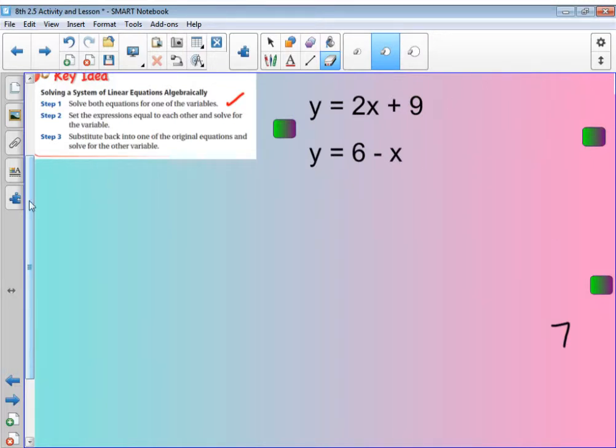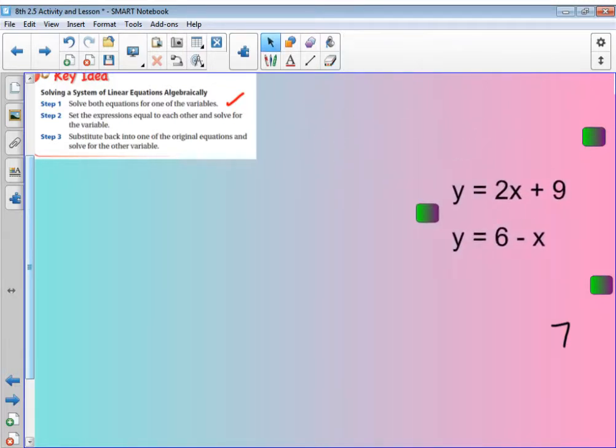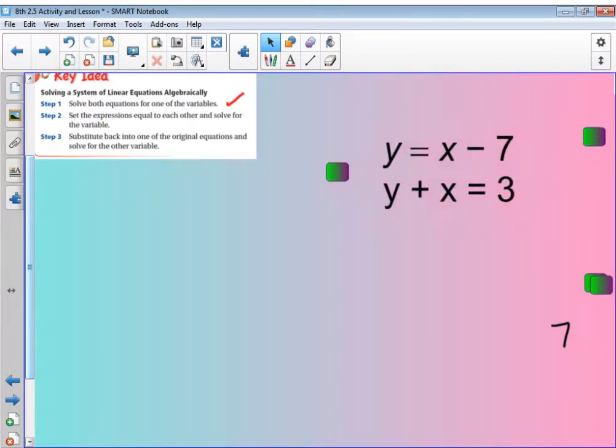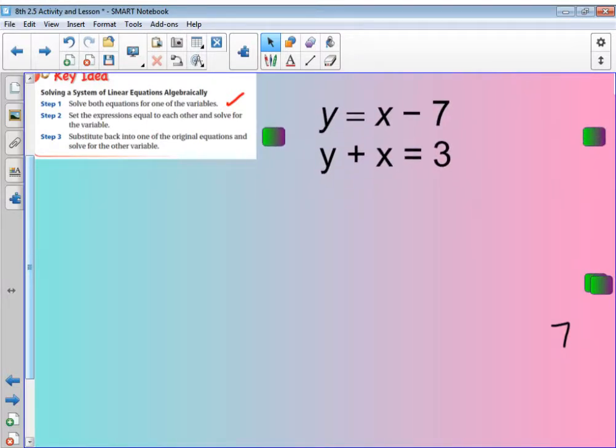All right, so I'm going to have you guys try one. I want you guys to try this one. So you're going to have to do this first step right here, and that is solve both equations for one of the variables. So this one's already set up with just y equals. You need to get this one so that it's just a y equals. So go ahead and pause your video and work your way through this system of equations, first starting with getting that y equals.